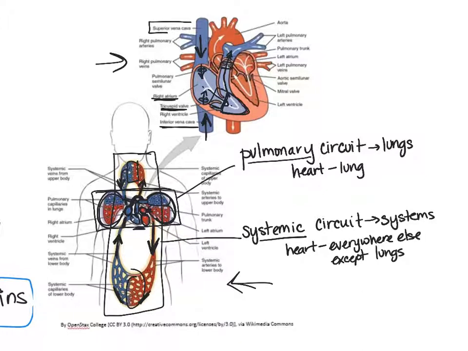Then when it goes into the pulmonary trunk, it's going to go into our pulmonary arteries. So it's going to go into the left pulmonary arteries, so we get to our left lung, and it's going to split off into, going behind here, the right pulmonary arteries going into the right lung. So we are in the pulmonary arteries.